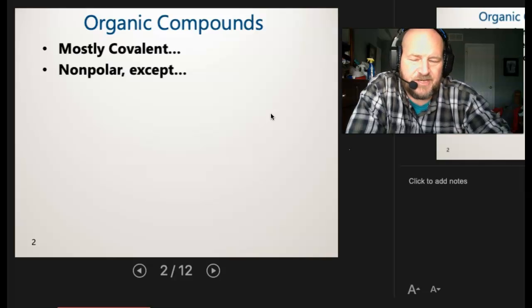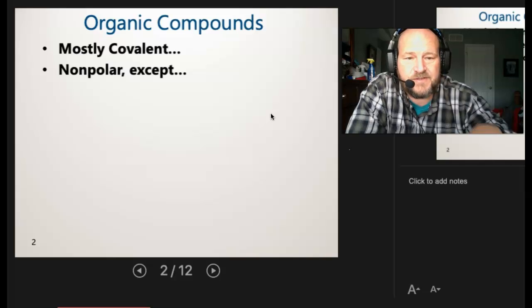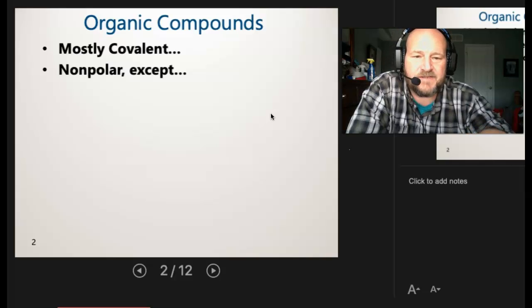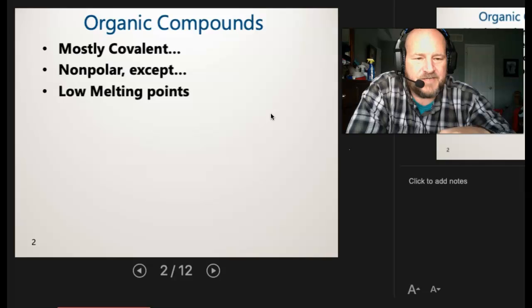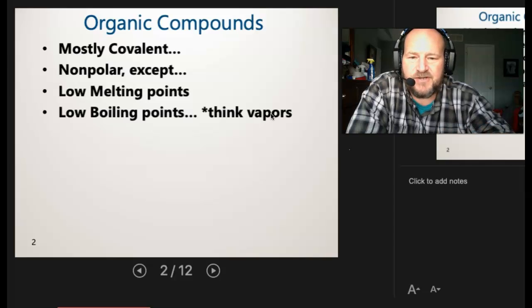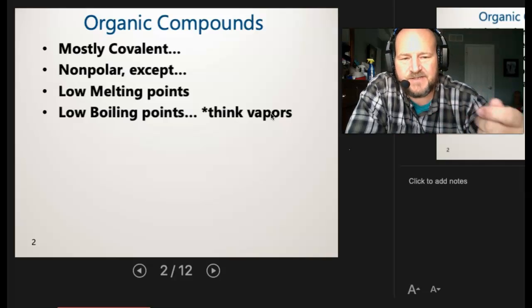Now the exception comes in with the things we're about to see, which are going to be your functional groups. So functional groups can lend themselves to some polarity, but carbon chains in general are nonpolar. They typically have low melting points. So for instance, low boiling points, we're going to have gases, think vapors. Gasoline readily turns from a liquid to a vapor.